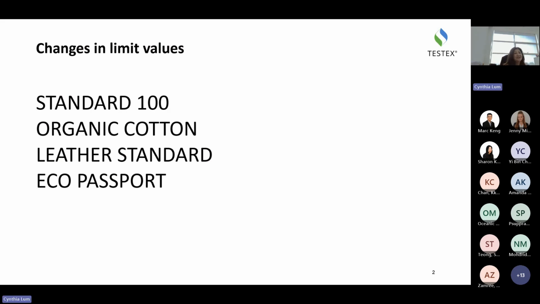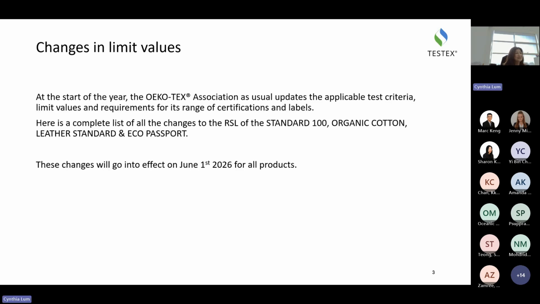So we will discuss the new changes to 4 products, namely Standard 100, Organic Cotton, Data Standard, and the Eco Passport. At the start of the year, OEKO TEX updated us with new test criteria and limit values and requirements for its range of certifications and labels. Some of you may have attended OEKO TEX webinar on the 10th of March. This webinar is similar, probably with more clarity and explanations.